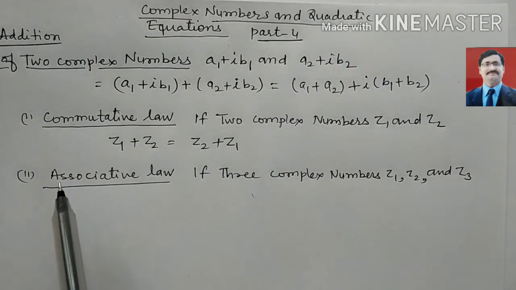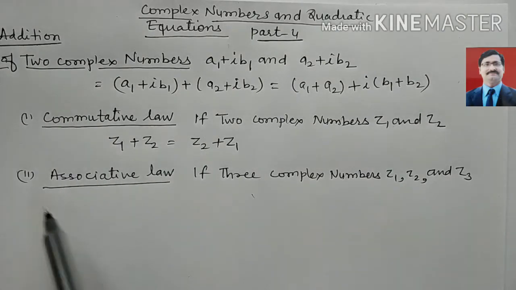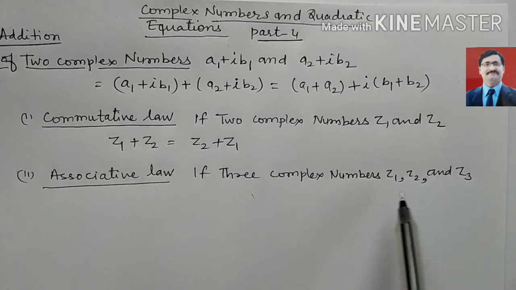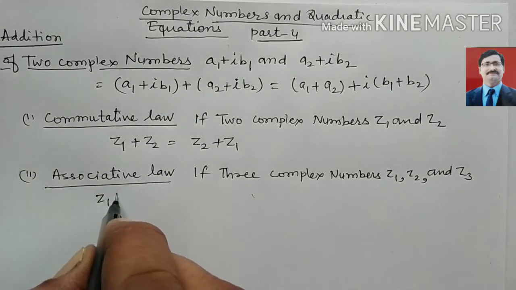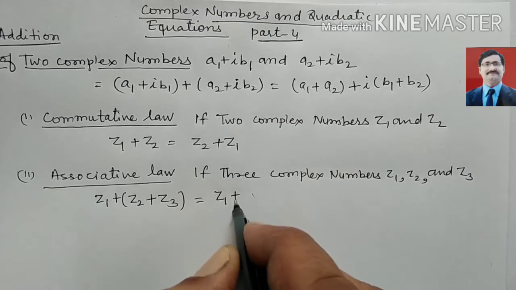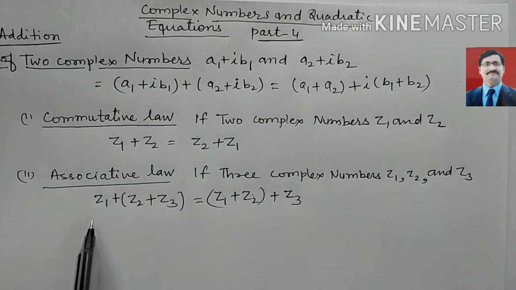Look here, we have the associative law. The addition of complex numbers follows the associative law also. If three complex numbers are given to you, z1, z2 and z3, then the associative law will be z1 plus z2 plus z3 equal to bracket z1 plus z2 bracket plus z3. If you have z1 plus bracket z2 plus z3, or bracket z1 plus z2 bracket plus z3, both are equal. So this follows the associative law.